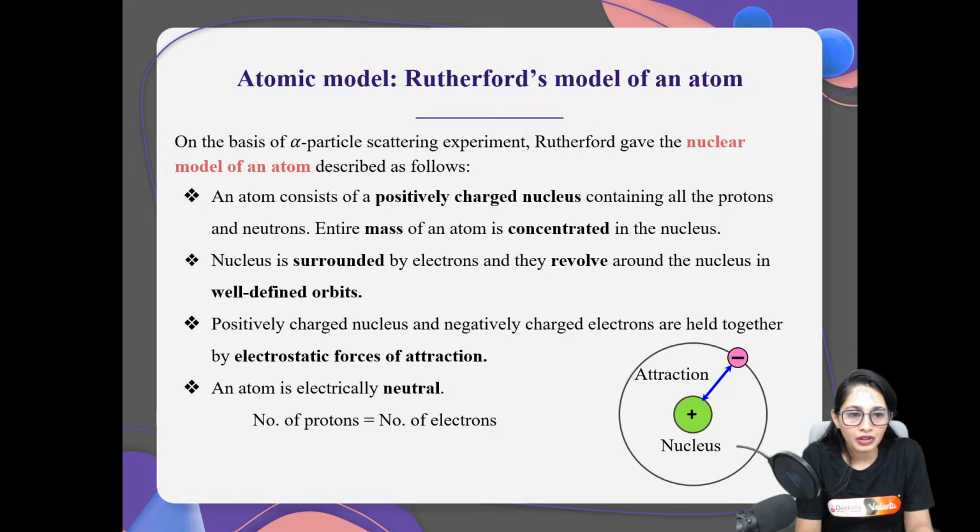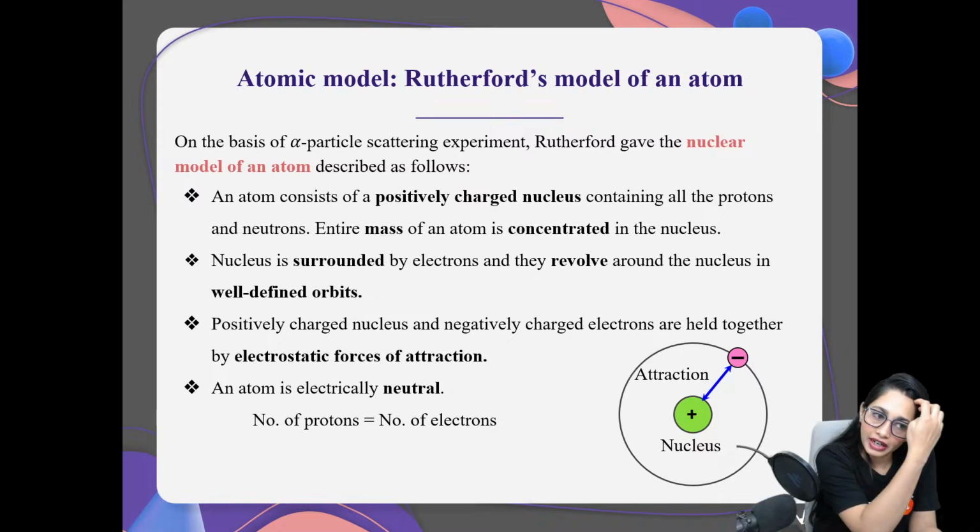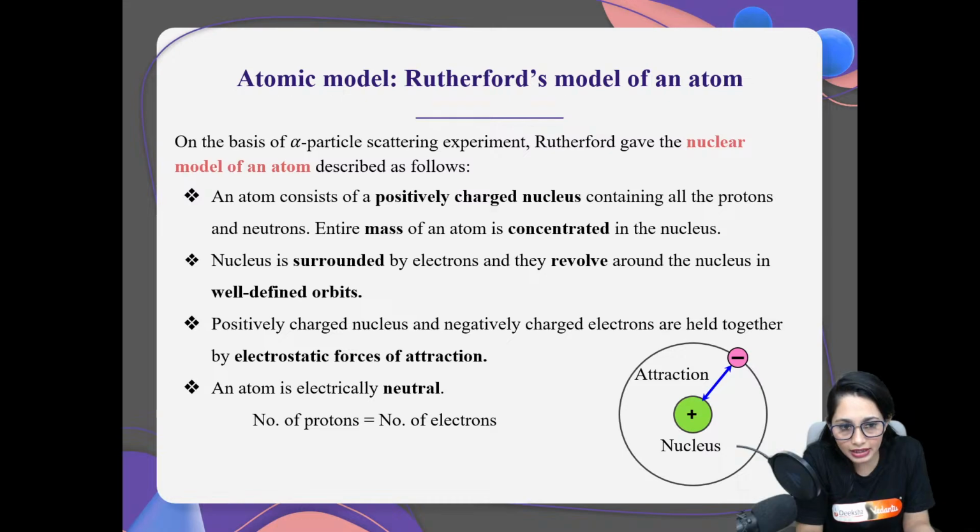Okay. So yes, Rutherford's model of an atom: on the basis of the alpha particle scattering experiment, Rutherford gave the nuclear model of an atom. So he came up with the word nucleus. So what will be there in the nucleus? Protons and neutrons will be there.